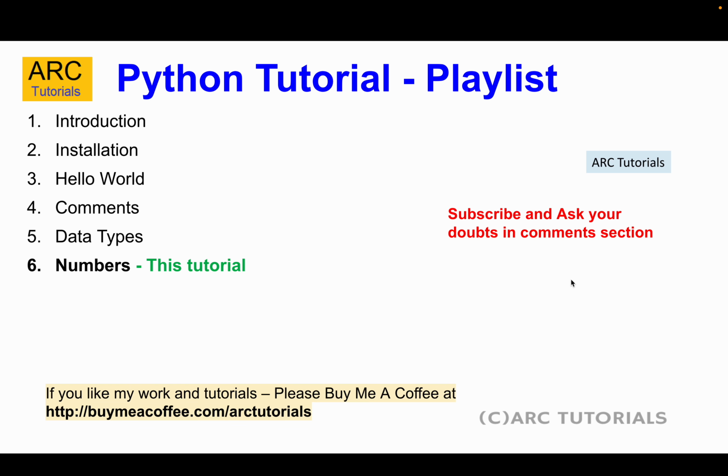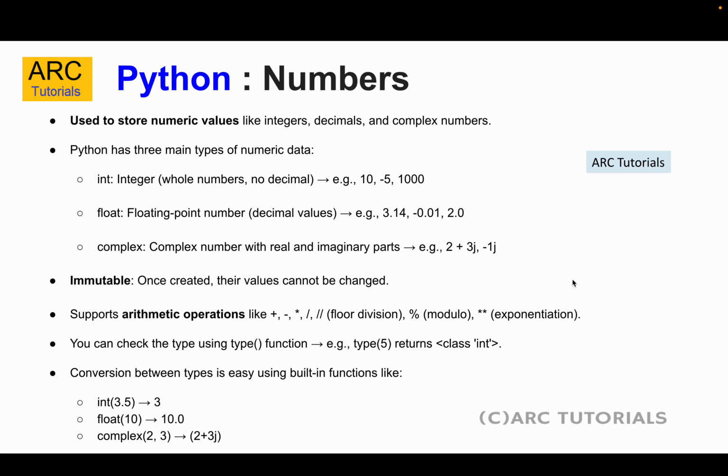Today we are learning numbers. Let's get started. Alright, so in Python, I showed you in the data types, there are different types like integers, decimal or floating point number, and complex numbers. Now these are the three main types of numeric data.